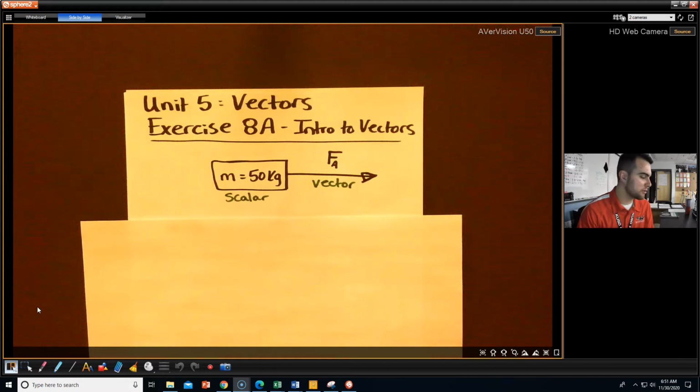Mr. Knight here, and we are going to start this little mini unit on vectors. They're going to come in handy because we've already kind of worked with vectors, and we're going to continue to work with vectors going into next semester.